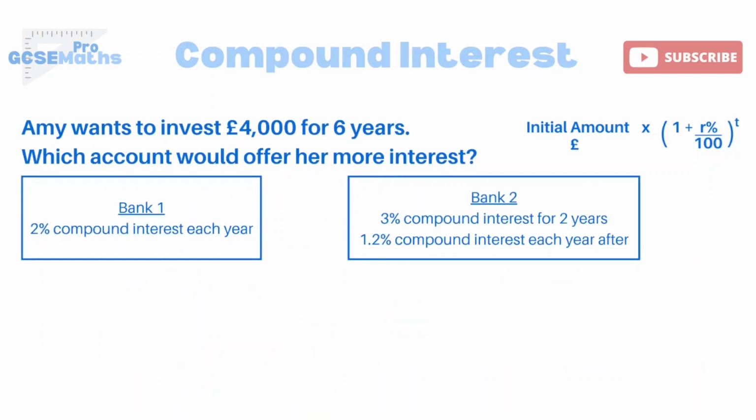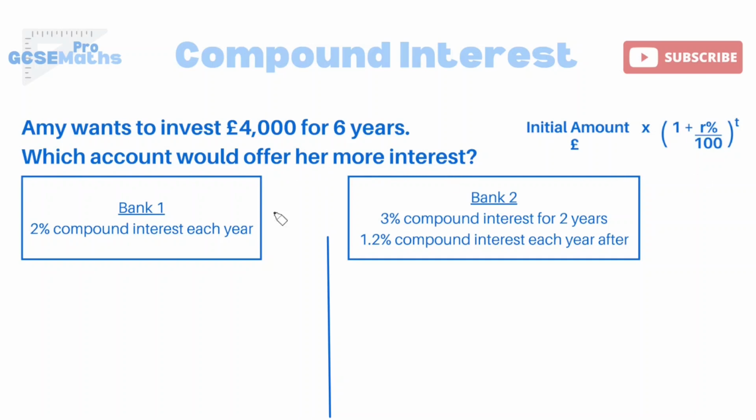Okay, this is our last question. It's similar to some of the ones you would have seen in the first video where we have two options, we have to investigate both and then give our answer or conclusion. But this one is technically harder because, as you can see, Bank 2 has this split interest rate as we saw in the first question. So I've just drawn a line down the middle so I can deal with both scenarios separately. So let's see, Amy wants to invest £4,000 for 6 years. Which account would offer her more interest?